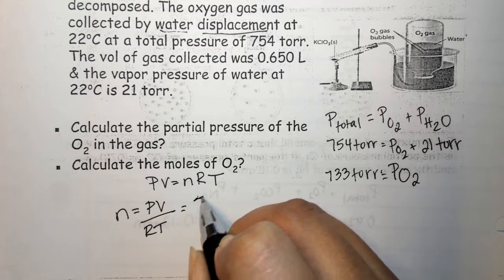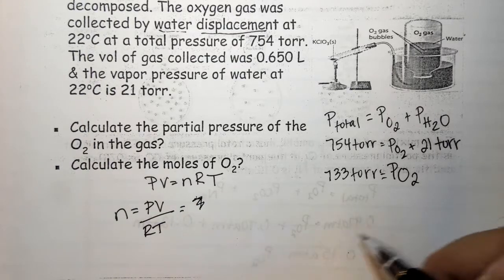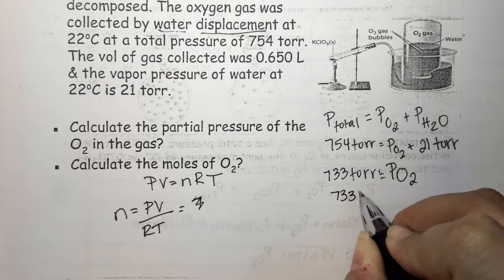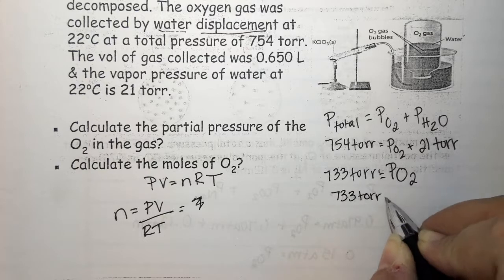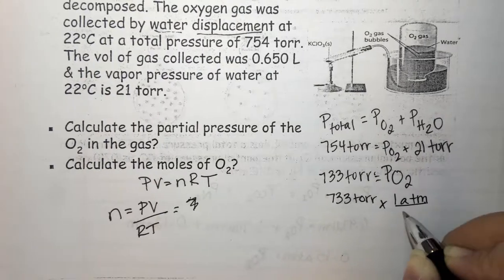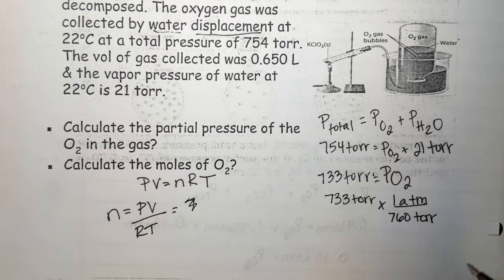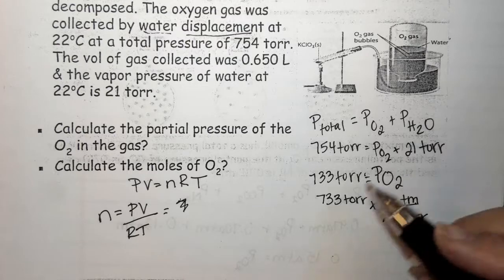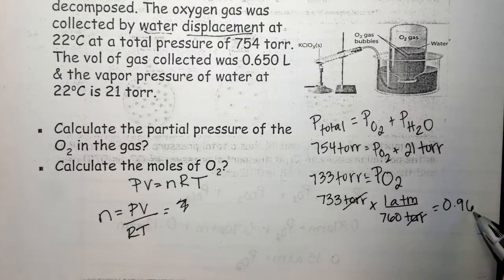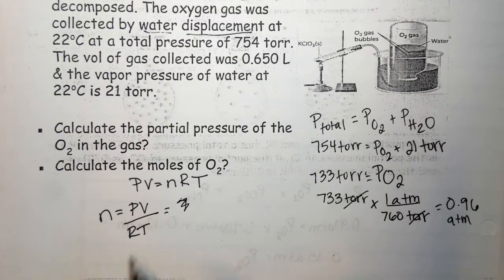Okay, but remember, our R constants have to be in kilopascals or atmospheres, so we have to convert this to one of the two. I always convert to atmospheres because it's usually the most common standard pressure used. So I'm going to convert this using my standard pressure values. Torr is going to cancel out, and we get 0.96 atmospheres as our initial pressure. So now we can continue on plugging it in.